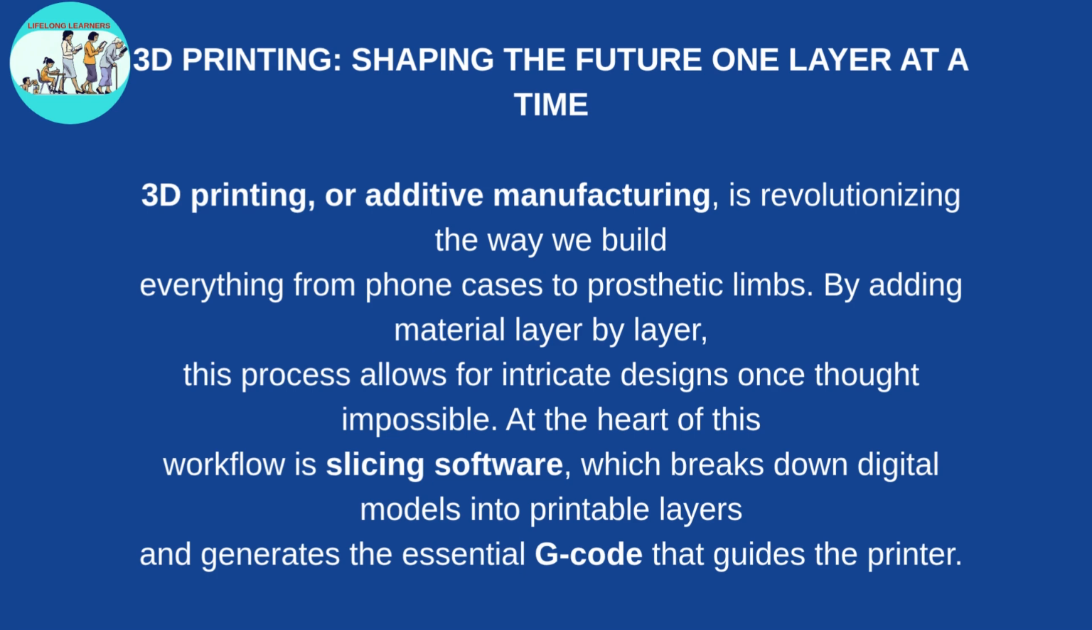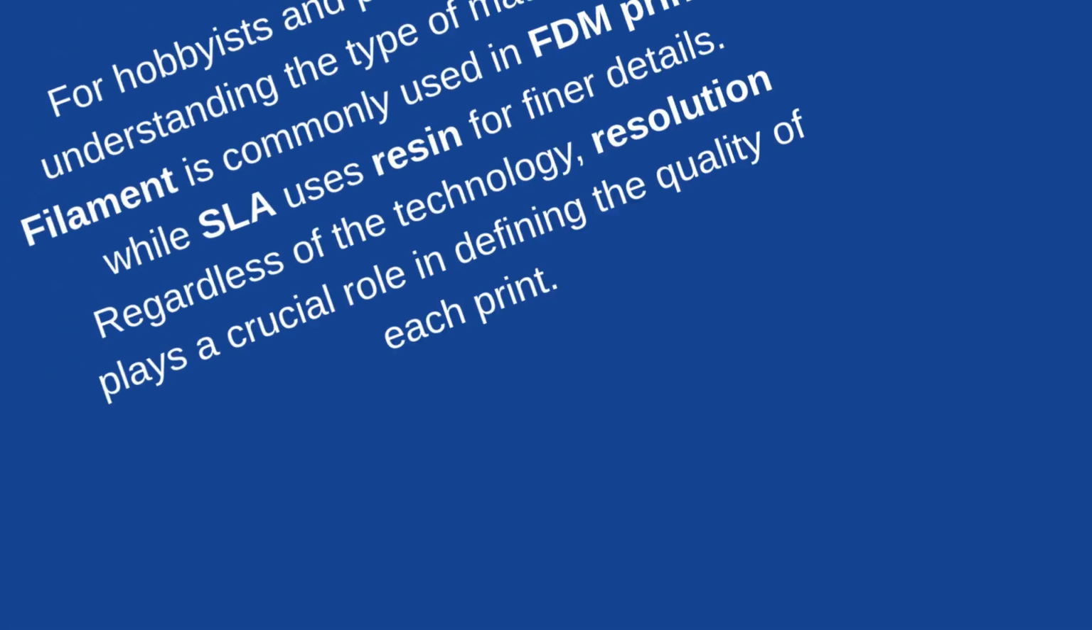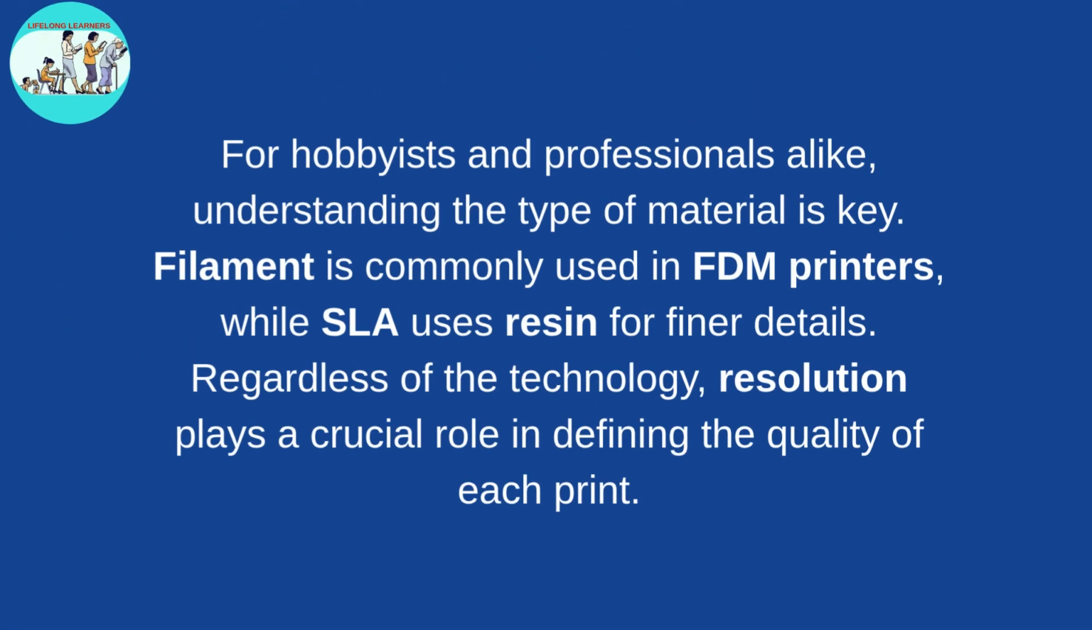At the heart of this workflow is slicing software, which breaks down digital models into printable layers and generates the essential G-code that guides the printer. For hobbyists and professionals alike, understanding the type of material is key. Filament is commonly used in FDM printers, while SLA uses resin for finer details.